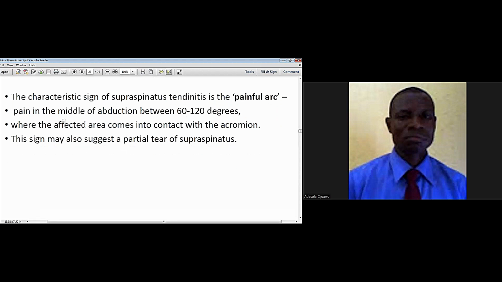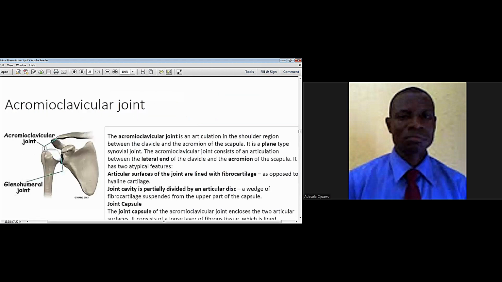So we want to go to the acromioclavicular joint now. We have discussed the glenohumeral joint. The acromioclavicular joint forms right between the acromion and the clavicle. We call it the acromioclavicular joint.